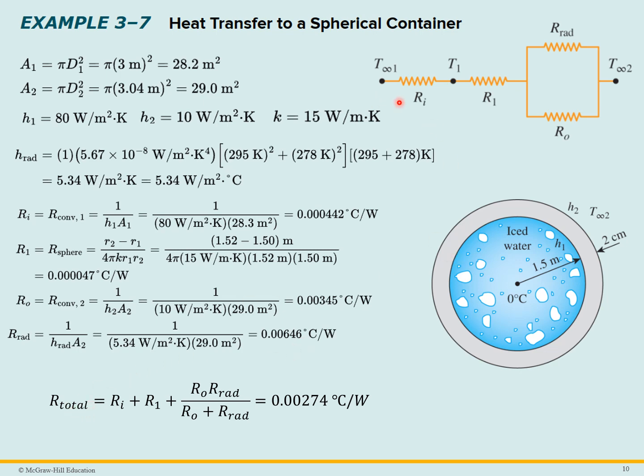So we can find the total R value by simply noting that Ri and R1 are in series, and R rad and R0 are in parallel. So we can essentially form an equivalent resistance with these two, and then add R1 and Ri to it. So when you add those numbers, you get a total resistance value of 0.00274 degrees C per watt.